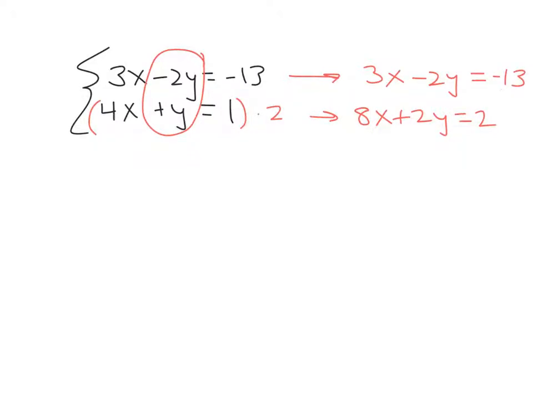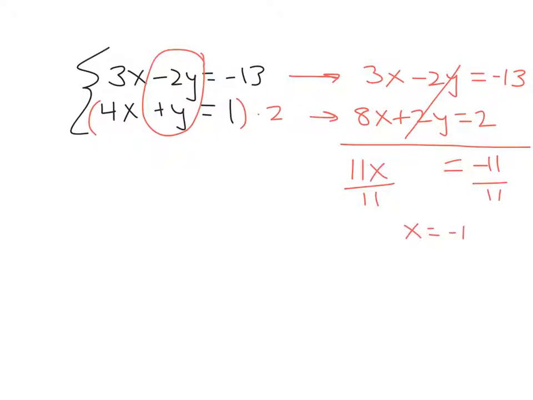Now the reason that I want these terms to have the same coefficient with opposite signs is because now with elimination, we're going to add going straight down. 3x plus 8x is 11x. Negative 2y plus 2y is 0. And then negative 13 plus 2 is negative 11. So now I again am left with an equation in terms of just one unknown. I can divide both sides by 11, and I get x equals negative 1.